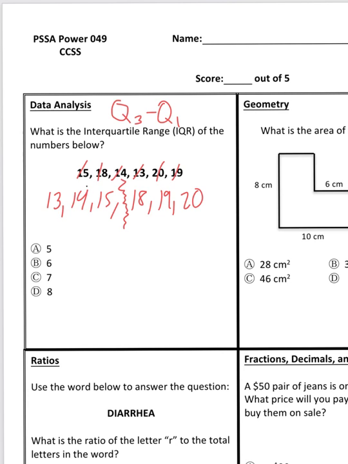So Q1 is the middle of the lower half, Q3 is the middle of the upper half, so all I have to do is 19 minus 14, because that's Q3, that's Q1, and I will get 5. If you had it, give yourself a C.